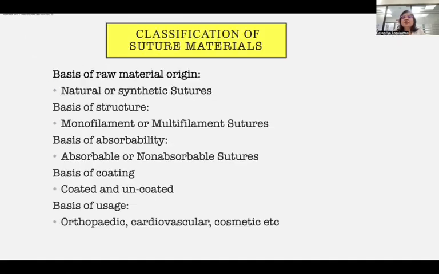Now we go to the classification of suture materials. Based on the material of origin, suture materials can be natural or synthetic sutures. On the basis of structure, they can be monofilament or multifilament sutures. Based on their absorbability, they can be absorbable or non-absorbable sutures. Based on their coating, they can be coated or uncoated. And based on their usage, they can be for orthopedic usage, cardiovascular usage, cosmetic usage, etc.